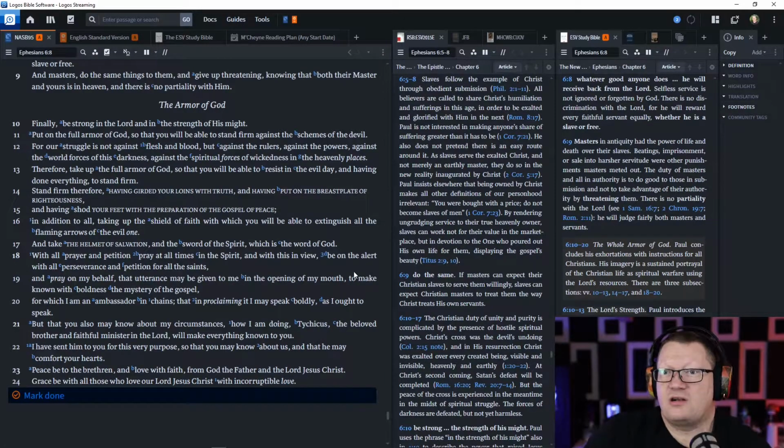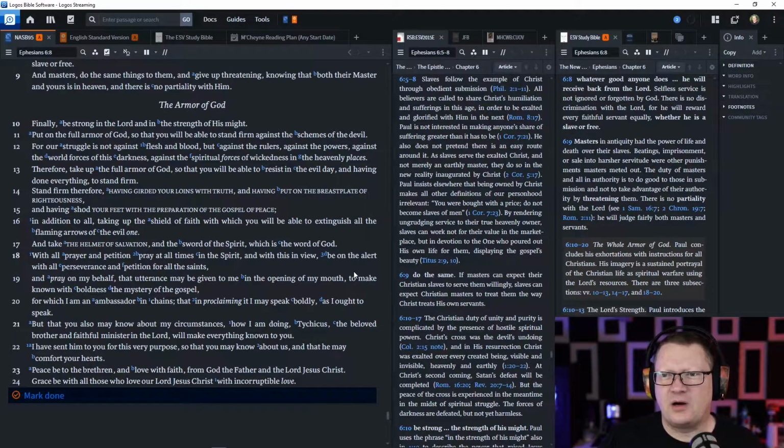For our struggle is not against flesh and blood, but against the rulers, against the powers, against the world forces of this darkness, against the spiritual forces of wickedness in the heavenly places. Therefore, take up the full armor of God, so that you will be able to resist in the evil day, having done everything to stand firm.